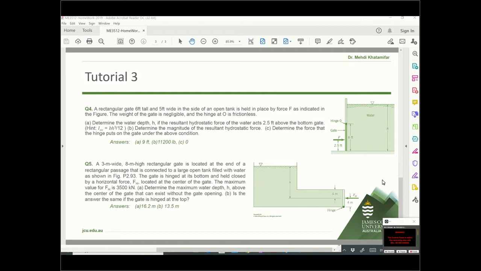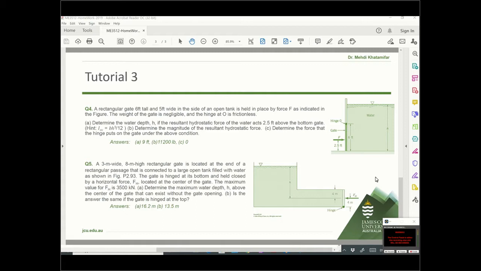We have a 3 meters wide and 8 meters high rectangular gate. It says 3 by 8 with width and height because it wants to make sure you understand, when you're generating I, the moment of inertia, which one is A and which one is B, because the moment of inertia is A times B to the power 3 divided by 12. So that is why it gives the height and width.